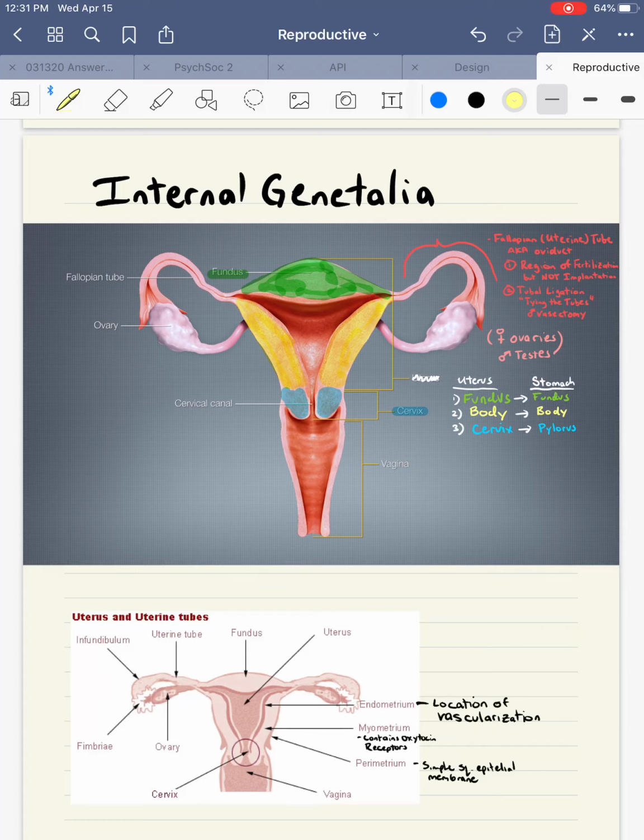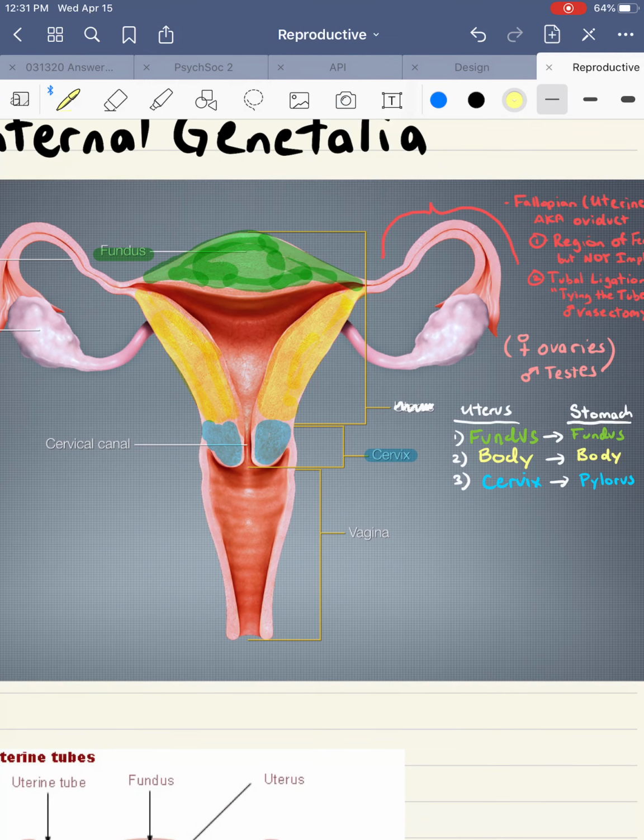Alright, in the last video we talked about the external genitalia. Now we're going to talk about the internal genitalia. And let's first start off and talk about the uterus. Right? The uterus here has three portions to it.